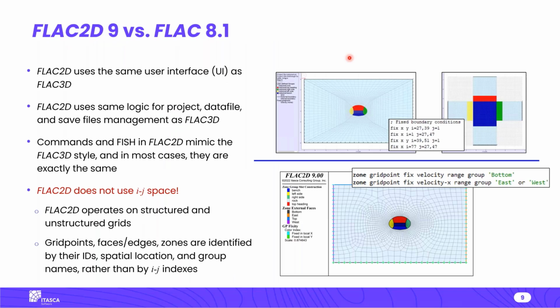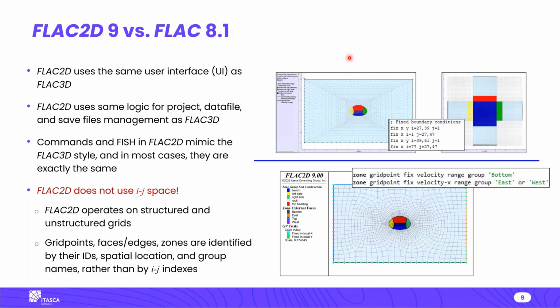Now, what's the difference between FLAC2D version 9 and FLAC 8.1? As I mentioned, FLAC2D uses the same user interface as FLAC3D. FLAC2D uses the same logic for project data file and save file management as FLAC3D. And commands and FISH in FLAC2D mimic FLAC3D style, and in most cases, they are exactly the same. So these are probably some of the major differences that people are going to see when switching from FLAC 8.1. FLAC2D will feel and work very similarly to FLAC3D.